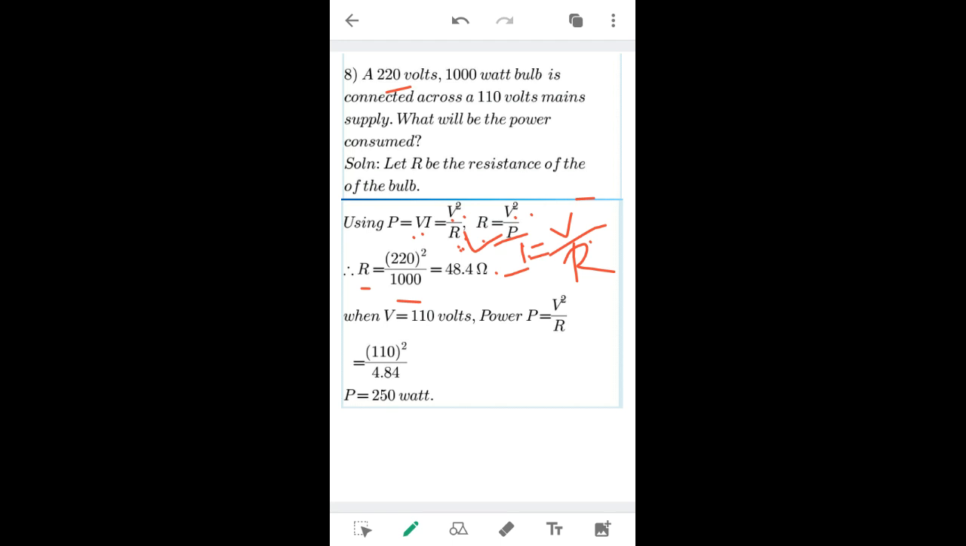Now in the second step, if it is connected to 110 volts, so V equal to 110 volt, we have to find out the power. P is equal to V square by R, again considering this equation. Now V is equal to 110, so 110 squared divided by 48.4. So your answer comes out as: the power consumed by the bulb is 250 watt.